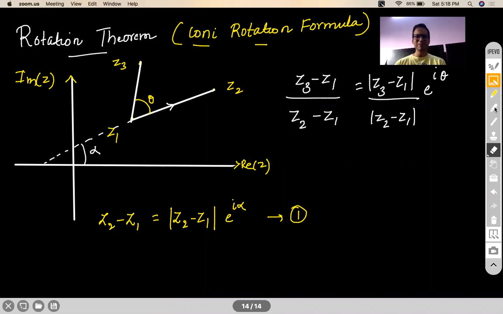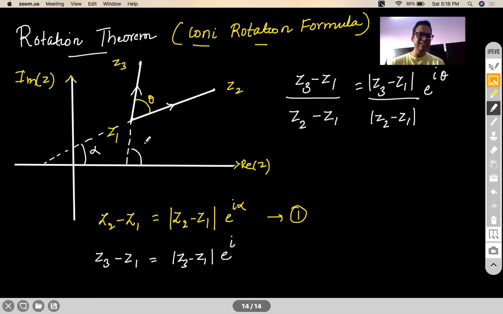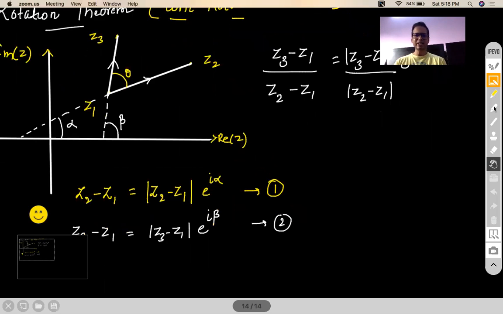Anyways, similarly, if I say Z3 minus Z1, if I write this in the Euler form, can I write it like this? Now again, in order to know the argument, you consider that there is a vector going from Z1 to Z3, pull it back. Okay. The angle that it makes with this, let's say I call it beta, then that beta would be your argument. Right? I'm sure all of you are fine with these two statements. Correct?